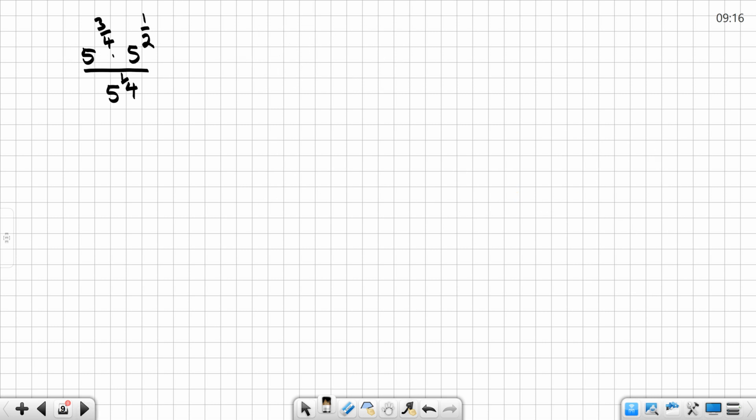Let's do one that looks really crazy. 5 raised to the 3/4 times 5 raised to the 1/2, divided by 5 raised to the 1/4, and I believe that this should be our last example. Now there will be one more example after this. So let's just do it, one step after another. I look at the top first. So what rule do I have at the top? We are supposed to add the exponents.